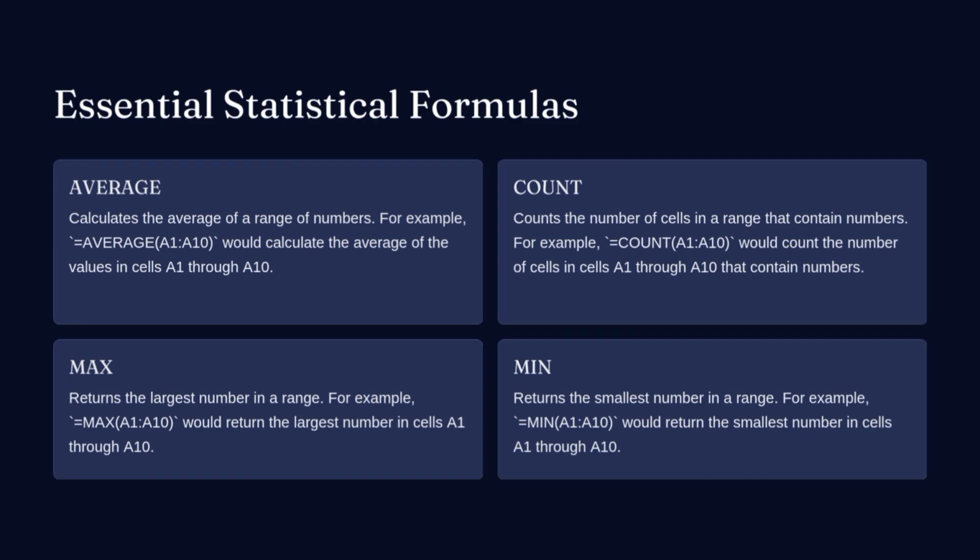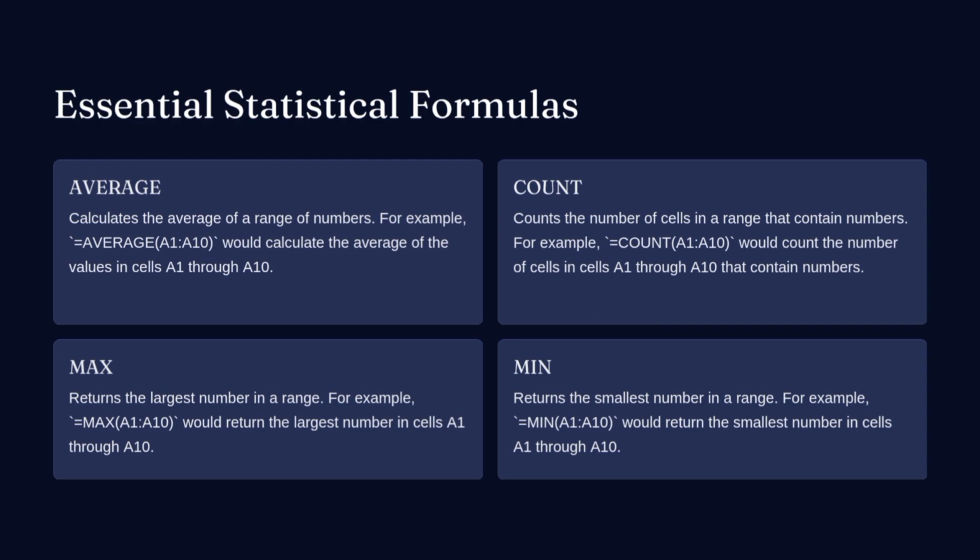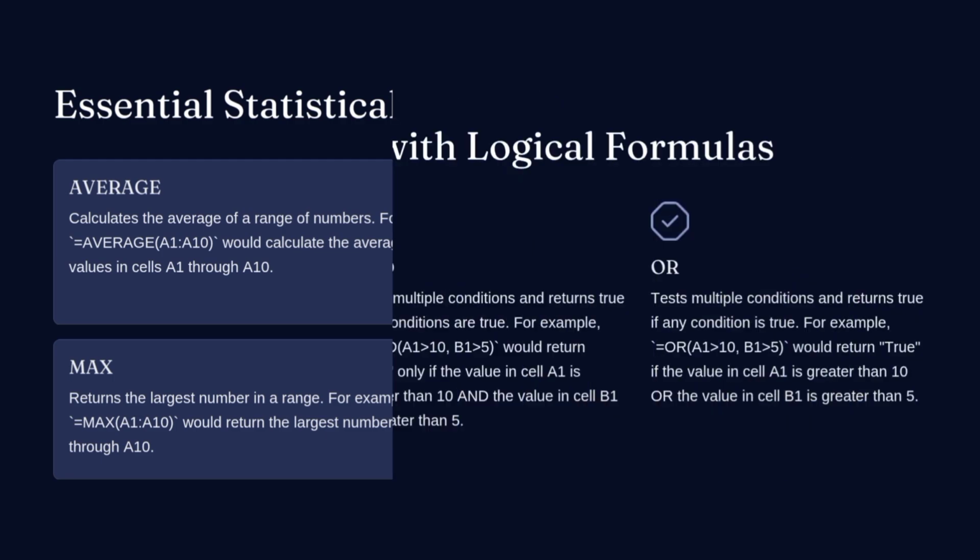Max returns the largest number in a range. For example, equals MAX(A1:A10) would return the largest number in cells A1 through A10. Min returns the smallest number in a range. For example, equals MIN(A1:A10) would return the smallest number in cells A1 through A10.